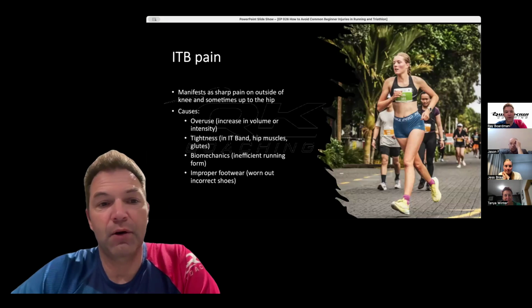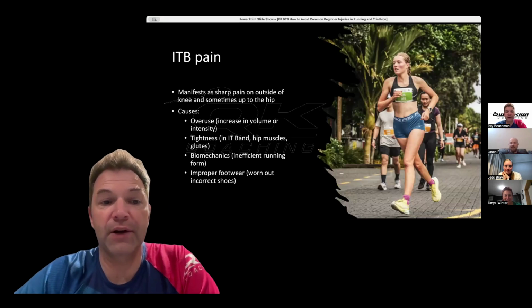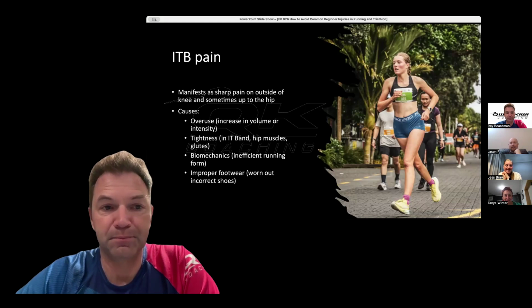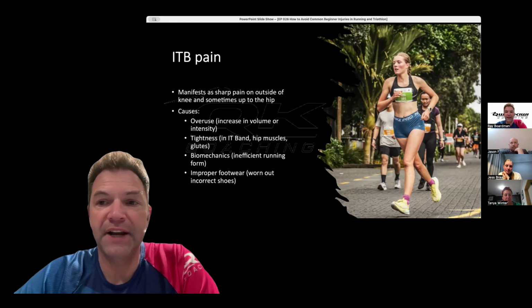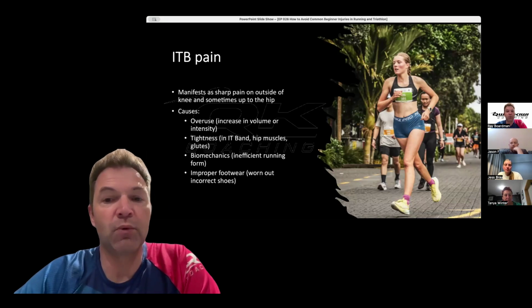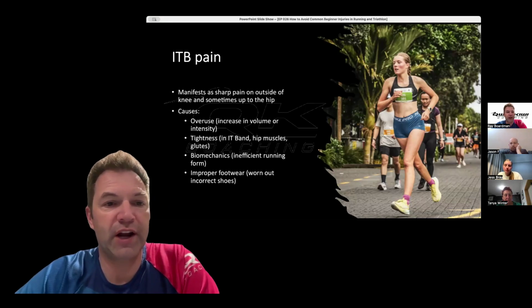ITB pain, it often will manifest as a sharp pain on the outside of the knee, and that will sometimes track all the way up to the hip. The ITB stands for iliotibial band and is a band from a small muscle in the hip region that tracks all the way down and actually attaches to the outside of the patella.